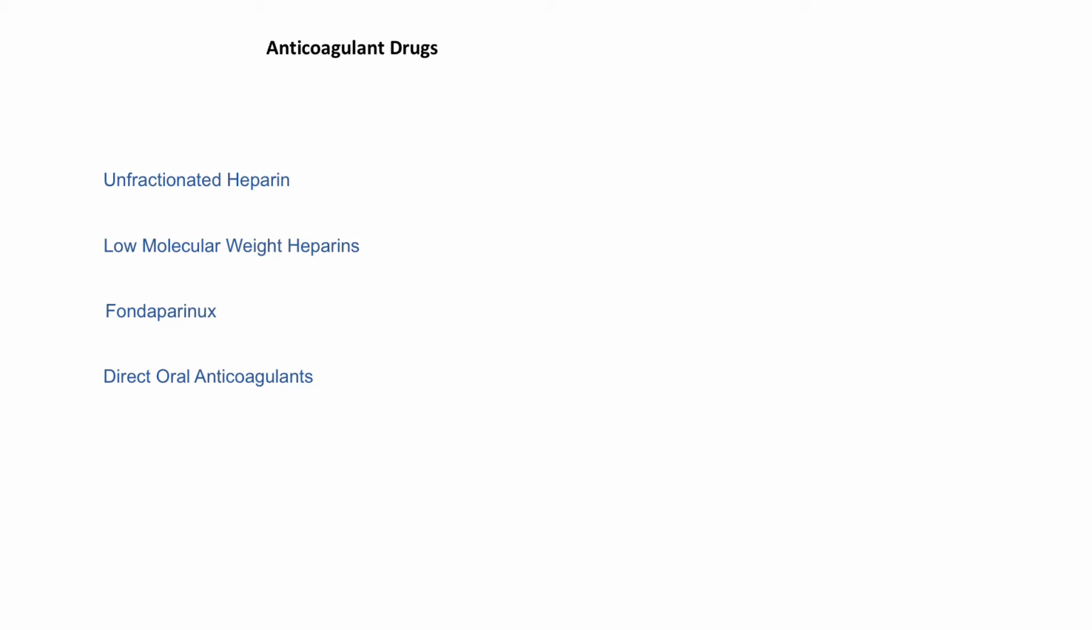In this section, we will discuss pharmacological properties of different anticoagulant drugs, including pharmacokinetics, mechanism of action, and reversal of anticoagulation effects of these drugs.